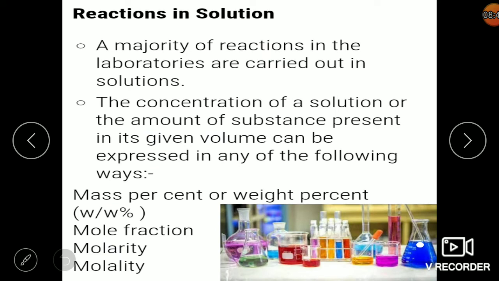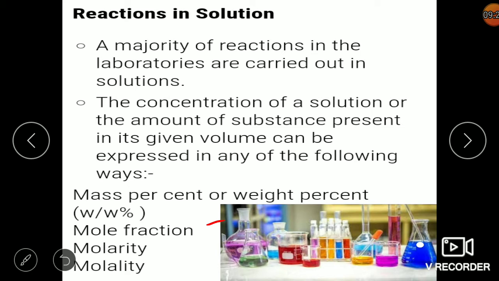Next we'll see reactions in solutions. A majority of reactions in the laboratories are carried out in solution. Whenever you enter the chemistry lab, you'll see a lot of solutions there. Solutions are also very common in our life, and many things are done in solution form. Even when you take medicine, it gets dissolved in the blood, and you drink it with water, so that also works in solution form only. So solution is of great importance.